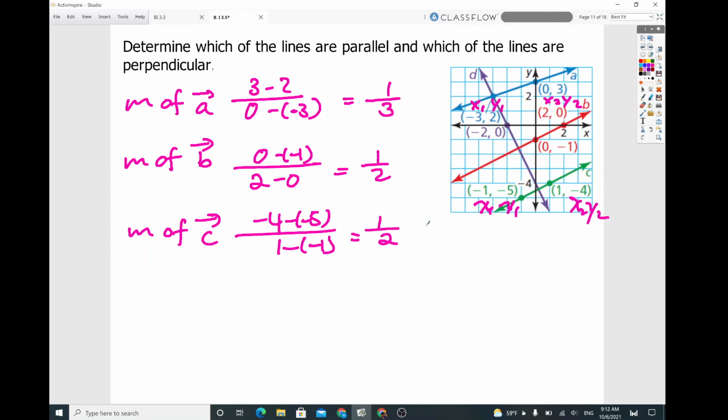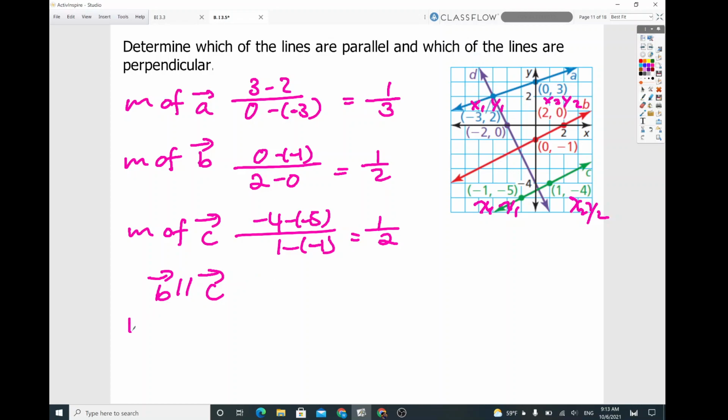As you can see, the slope of line B and the slope of line C are the exact same slope. That means B and C must be parallel. So line B is parallel to line C. Perpendicular lines, we don't see any perpendicular line here, but let's get to the transversal.